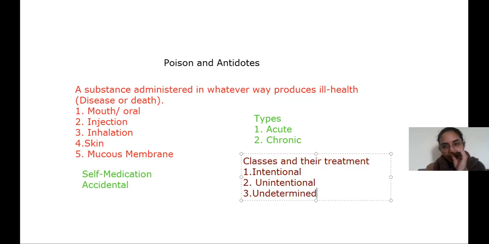Intentional means we are taking it intentionally. For example, if anyone wants to commit suicide, he or she intentionally takes poison, right? Unintentional means we are not conscious that we have taken poison, fine, we take it accidentally, that is unintentional. Undetermined, when the distinction between intentional and unintentional is not clear, that is poisoning due to insecticide or pesticide.